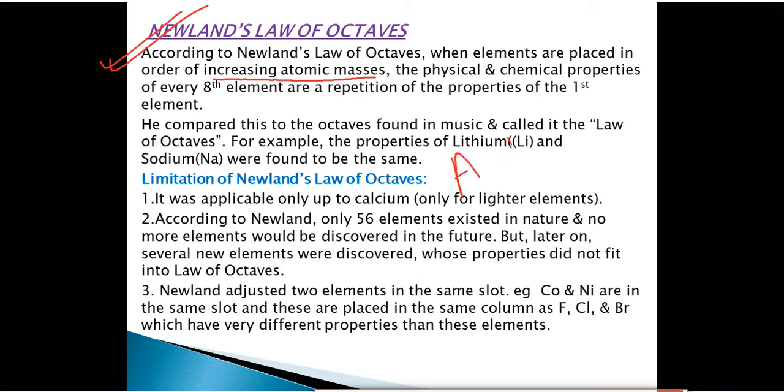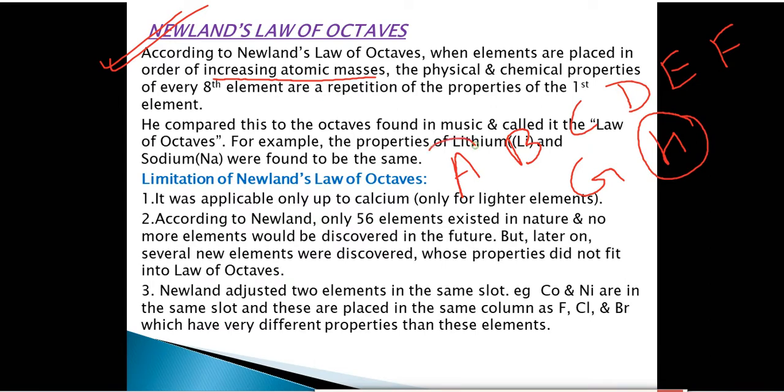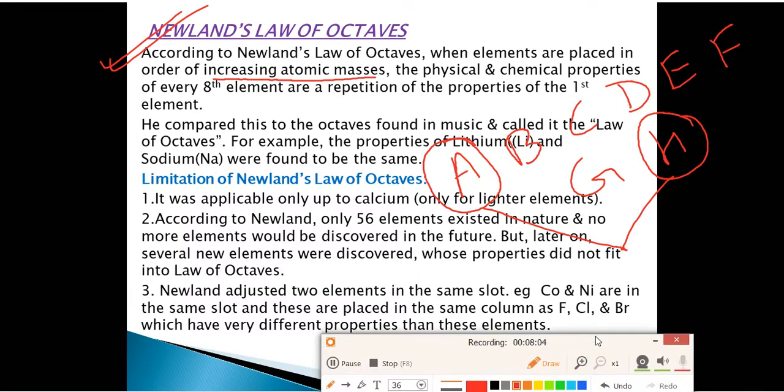Suppose we have 8 elements: A, B, C, D, E, F, G, H. So this is the eighth element. The property of the eighth element will be similar to the property of the first element, meaning the properties of A and H will be similar. So according to Newlands' law of octaves, he arranged the elements by increasing atomic masses, and the property of the first element was similar to the property of the eighth element. This was his concept about the elements.